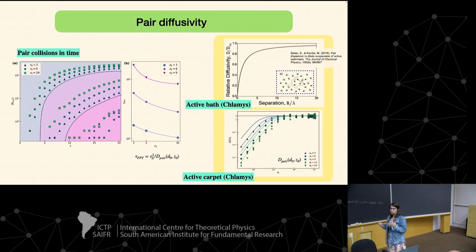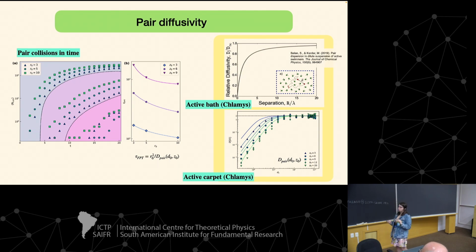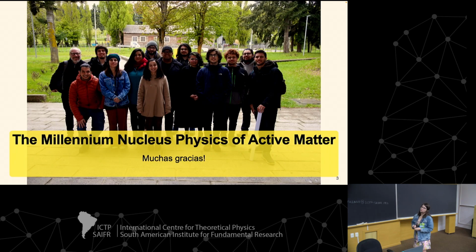That is anisotropic, in the sense that it depends on which direction you are looking at the aggregation process. It's also larger close to the active carpet, and it's getting more difficult to aggregate particles as you go farther from the active carpet. And finally, you can aggregate larger particles more than smaller particles. So yes, that's it. And thank you very much for your attention.